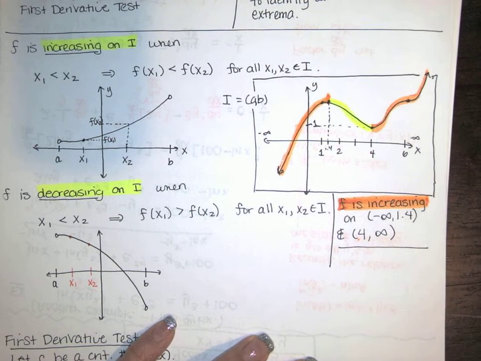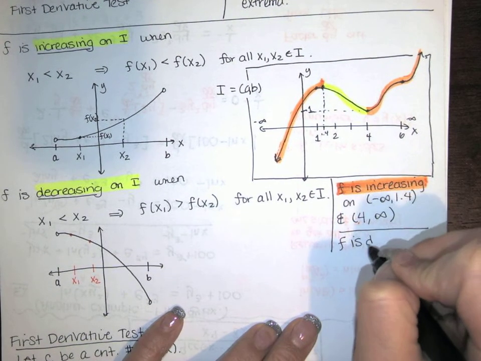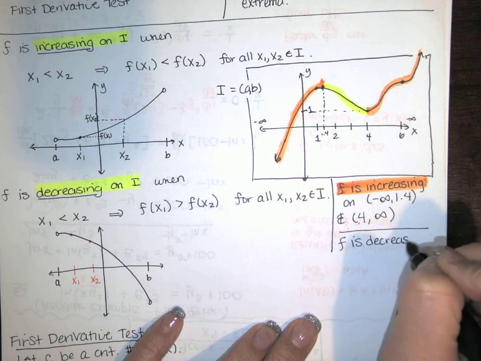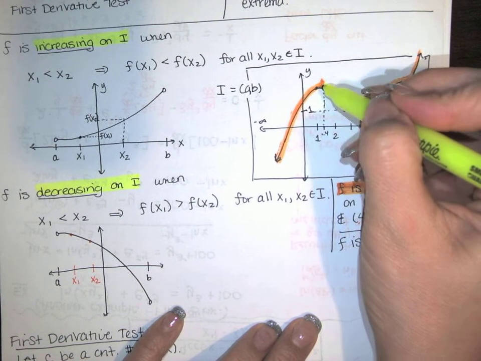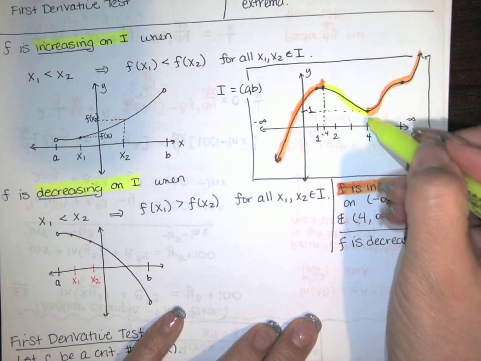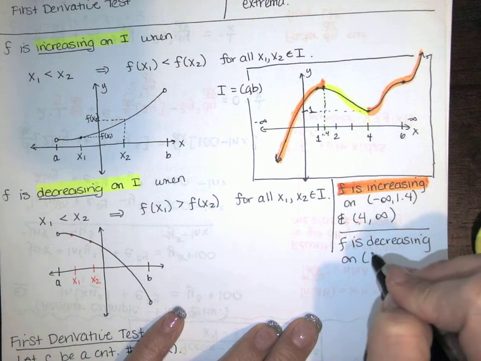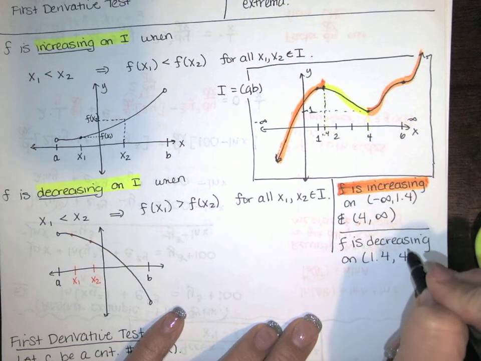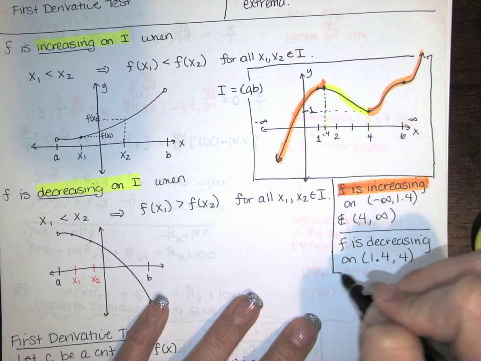And again, we're looking for intervals of x values. So f is decreasing on the interval from here to there. The x value that goes with that is 1.4, and the x value that goes with that y value is 4. So this is decreasing on 1.4 to 4. And those are the open intervals. We don't include the endpoints.